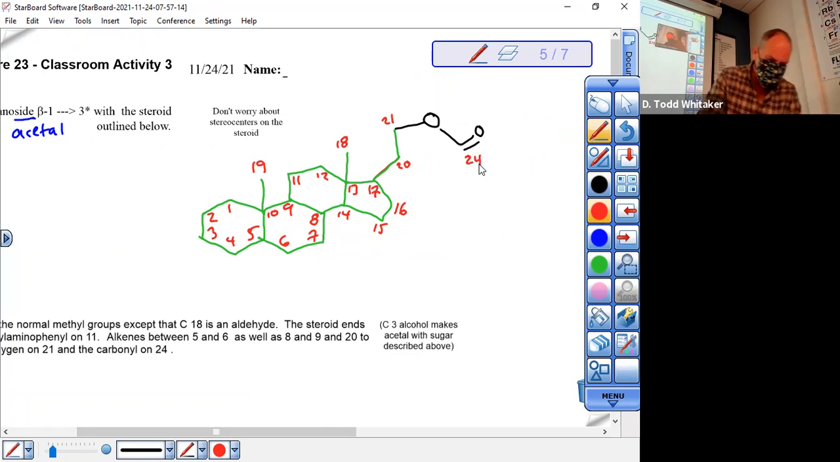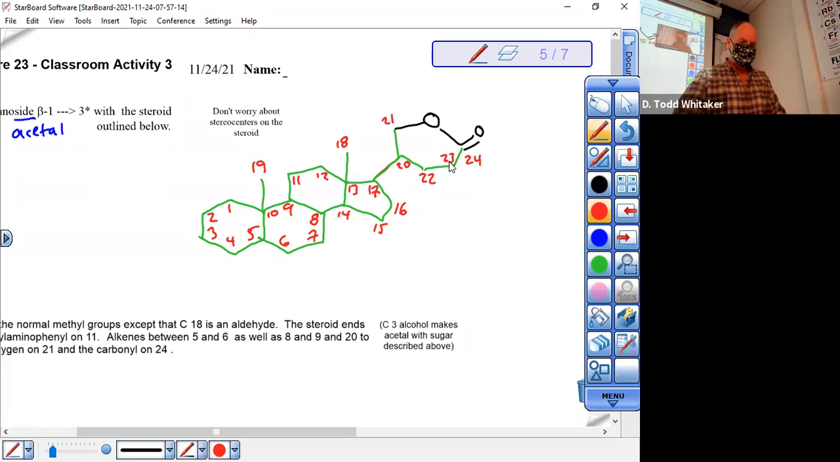Okay, all right. Well, 20's got to connect to 22, which has got to connect to 23, 22, 23, 24. And yeah, we've got that.